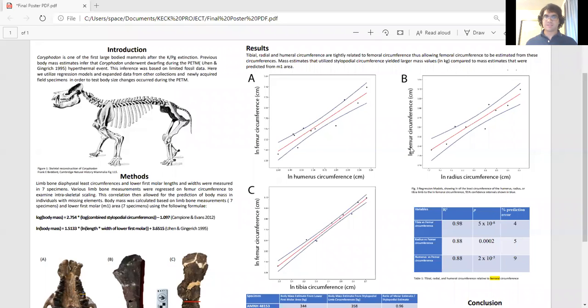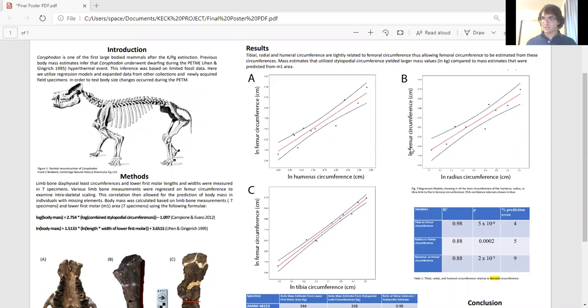The results of this study demonstrate that humeral, radial, and tibia elements all correlate tightly with femoral circumference, thus allowing femoral circumference to be estimated from these limb elements. Thus, we can predict body mass without the femur if these prior mentioned limb elements were found.